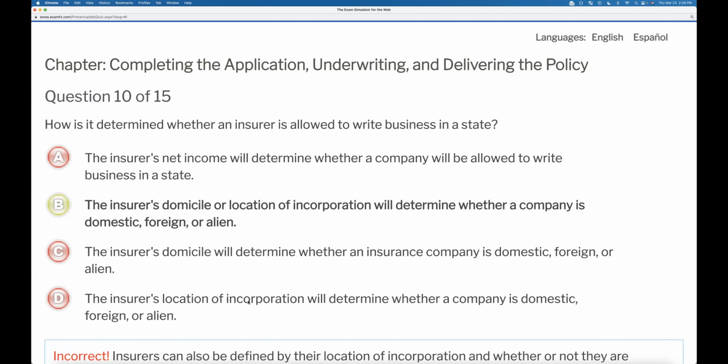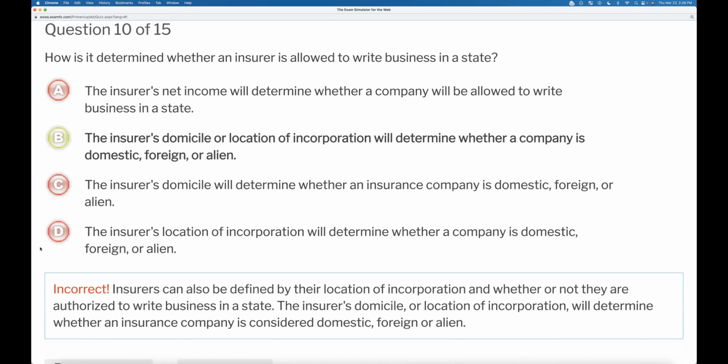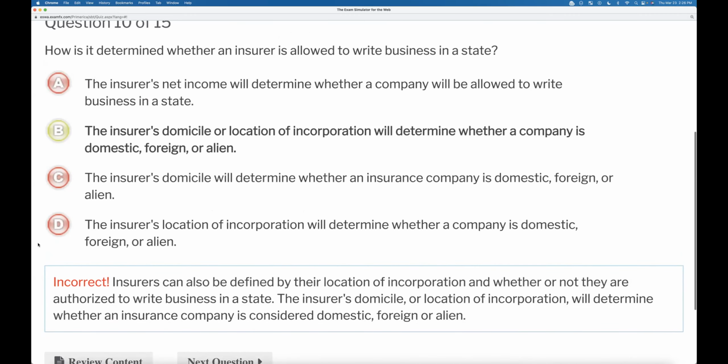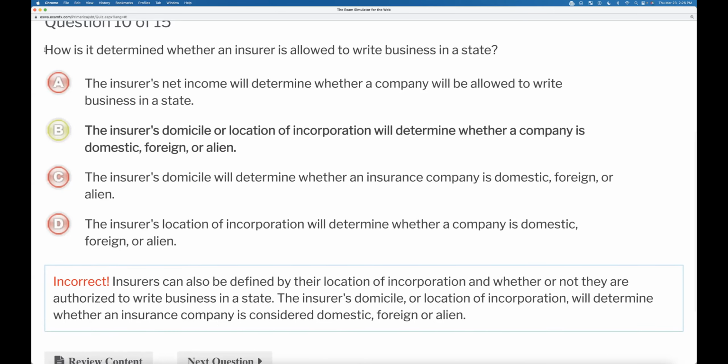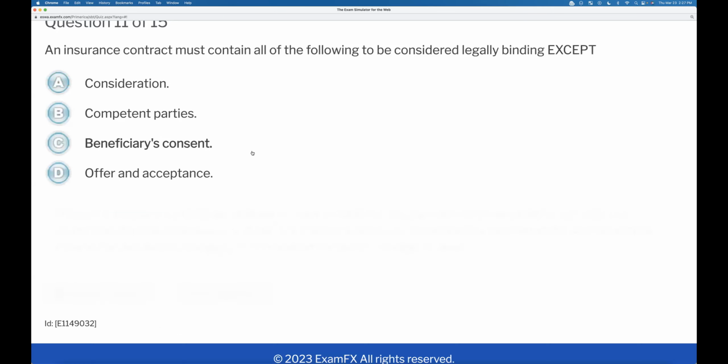Good job, Sunny. You said B, right? It is B. If you guys want a screenshot, there it is, so you can screenshot the bottom part. This one got me too. How is it determined whether an insurer is allowed to write business in the state? B, the insurer's domicile or location of incorporation will determine whether a company is domestic, foreign, or alien. Awesome. It's a neat one.